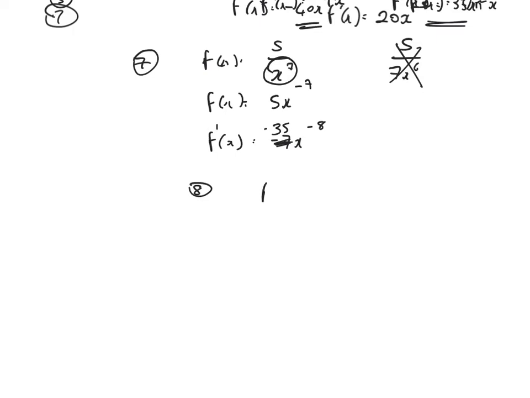Example 8. F of x equals 2 over x to the 9. Okay, so you wouldn't write 9x to the 8 down bottom there. That's not the way you do these. You bring it up, change its power. Now you can differentiate. Bring the power down, multiply, take 1 away from the power, minus 18x to the minus 10.